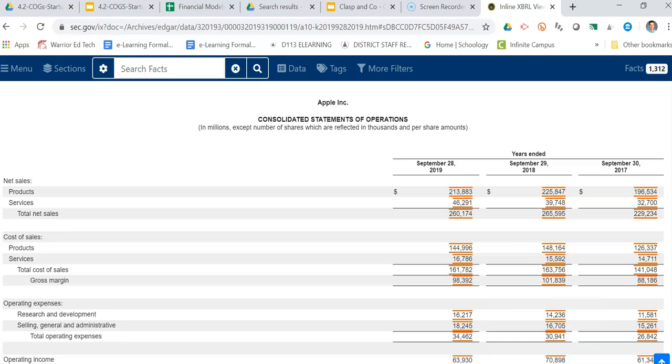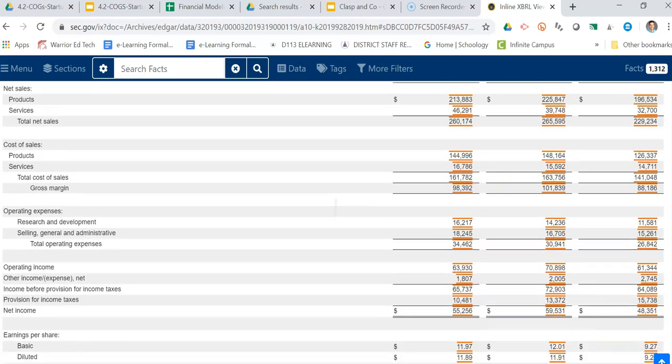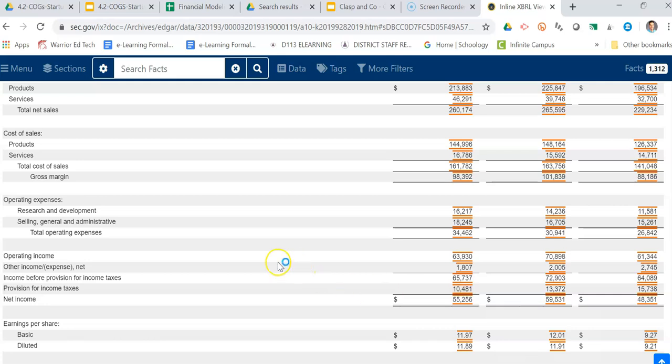Looking at the numbers, this is in millions. So being readers of financial statements, there's 6 zeros in a million, so you add 6 zeros to this. So there's their sales, 213 billion in products, 46 billion in services, for a grand total of 260. But then they have the cost of sales listed here, and they work their way down to their margin at 98 billion. And then here's the SG&A.